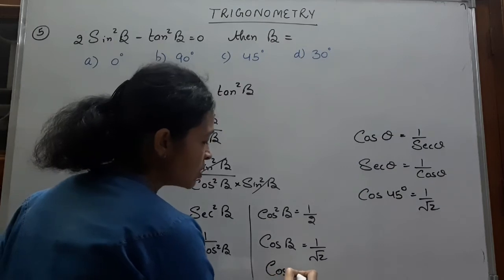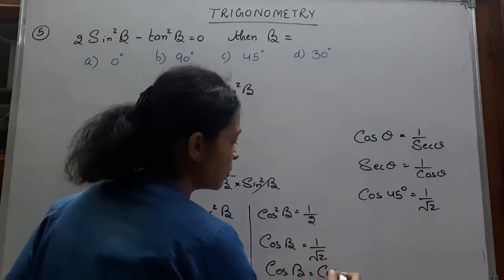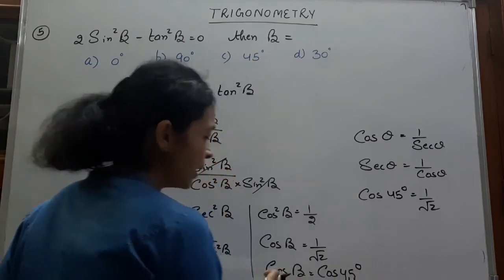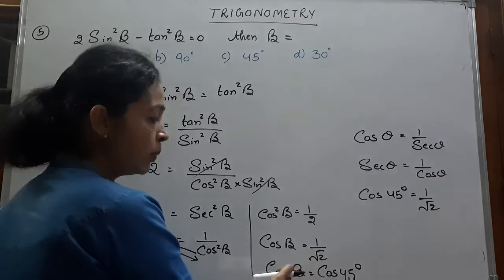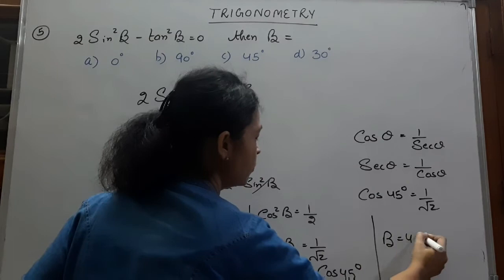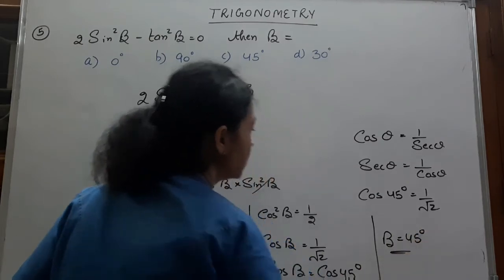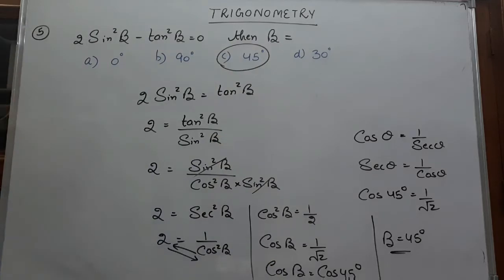So we can write cos beta equals, in place of 1 by root 2, we can write cos 45 degree. Equate cos to cos. We won't cancel it. Equate cos with cos. What is the value of beta? 45 degree is the beta. So option C is our correct option.